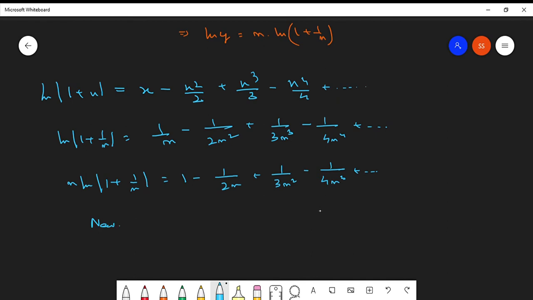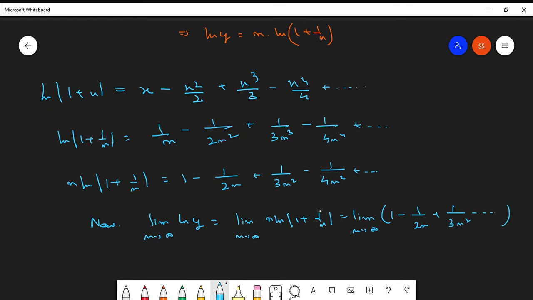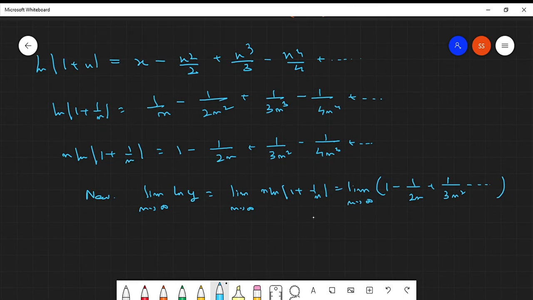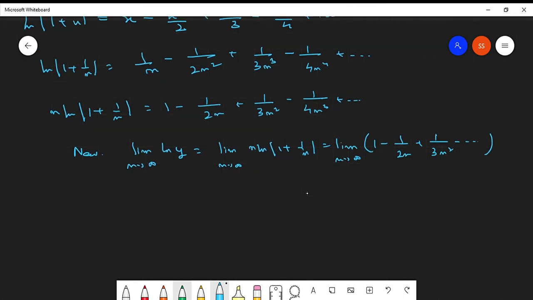Now limit n tends to infinity, natural logarithm of y is equal to limit n tends to infinity of n times logarithm of 1 plus 1 over n, which is equal to n tends to infinity of this series: 1 minus 1 by 2n plus 1 over 3n square and so on, right? So we already know that limit n tends to infinity 1 over n is 0. So this becomes 0, this becomes 0, and every other element becomes 0. So from here, what we basically get is the limit n tends to infinity of natural logarithm y is equal to 1, right?